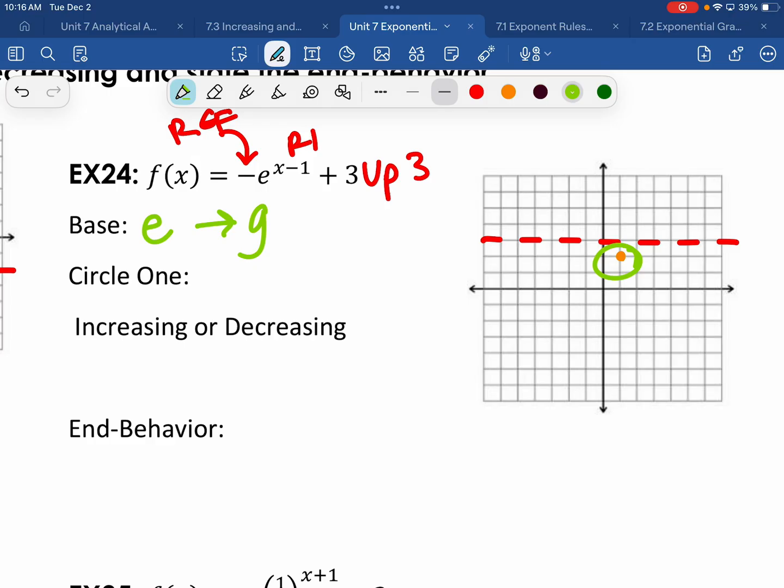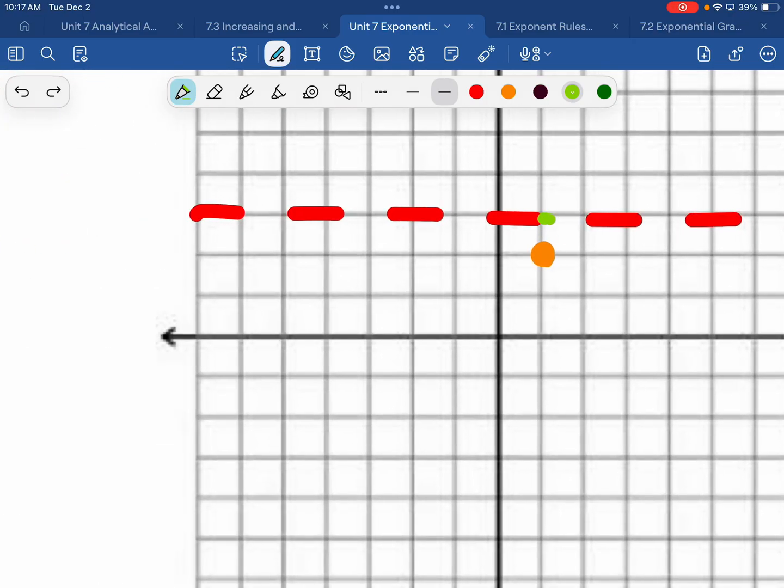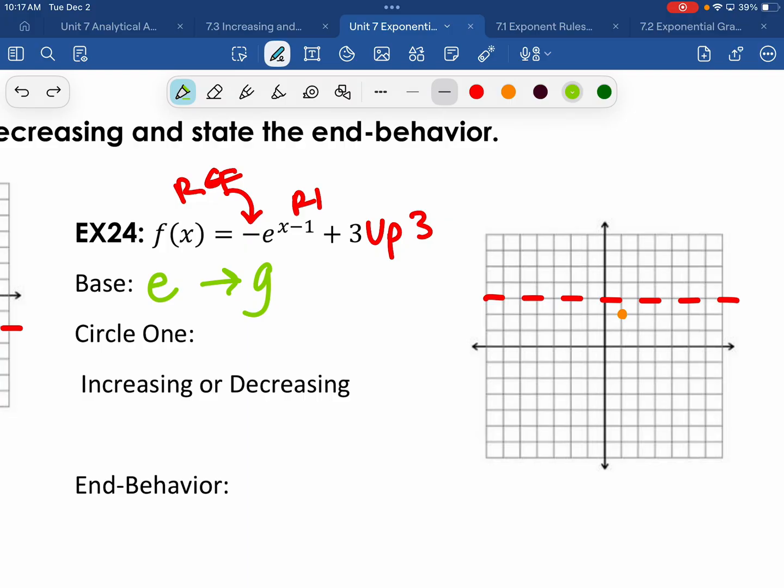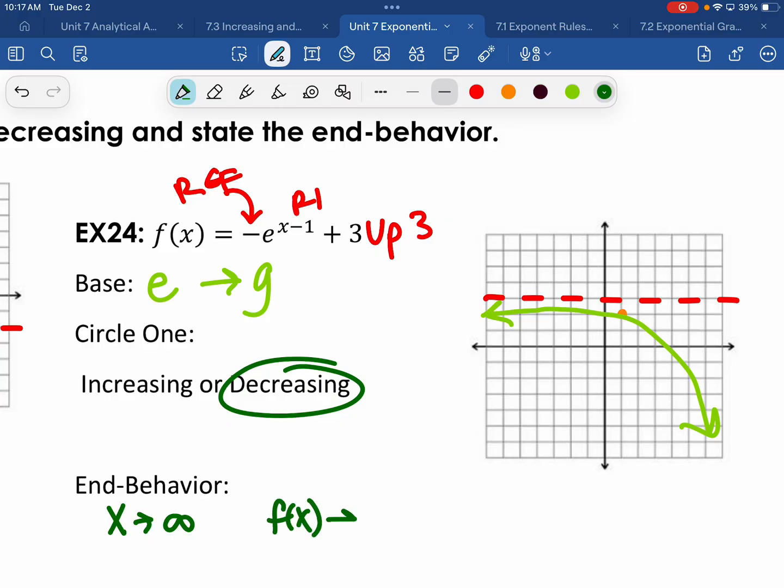Why is it at 2 instead of 1? This guy? Yeah. You want to be one box away from your asymptote, and it's underneath because of the reflection, and then shifted to the right one. And we're going to grow, so we're going to start towards your asymptote and then grow away from it. So are we increasing or decreasing? Decreasing. And for your end behavior, as x approaches the right side, it's going to negative infinity, and the left side is going to 3.